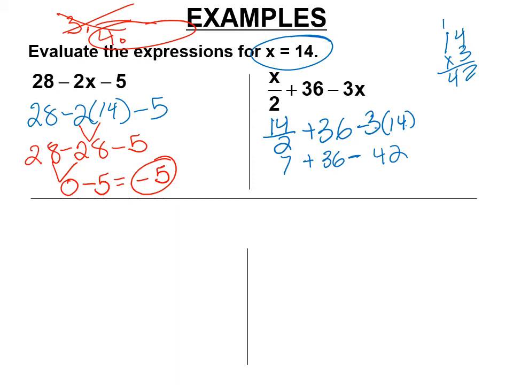So, there is step 3 done, all our multiplying and dividing. And now we're going to do our adding or subtracting. We have to break this tie left to right. 7 plus 36 is 43, I believe. 43 minus 42. 1 is the only correct answer.